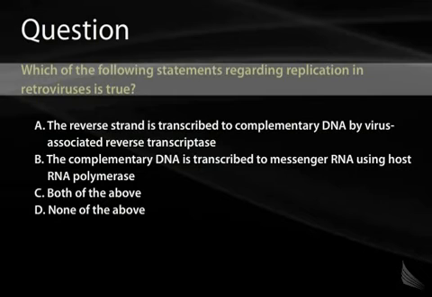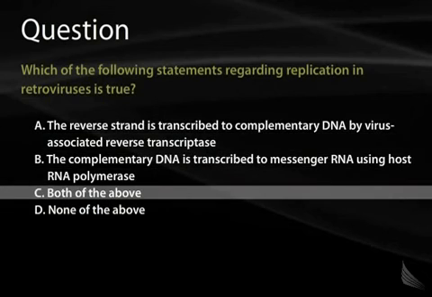We have to remember that retroviruses are RNA viruses, and they need to turn into DNA viruses. And so the reverse strand is transcribed to complementary DNA by the virus reverse transcriptase. So A is true. But then the complementary DNA can be transcribed to messenger RNA using the host RNA polymerase. So both are true. The answer is C.